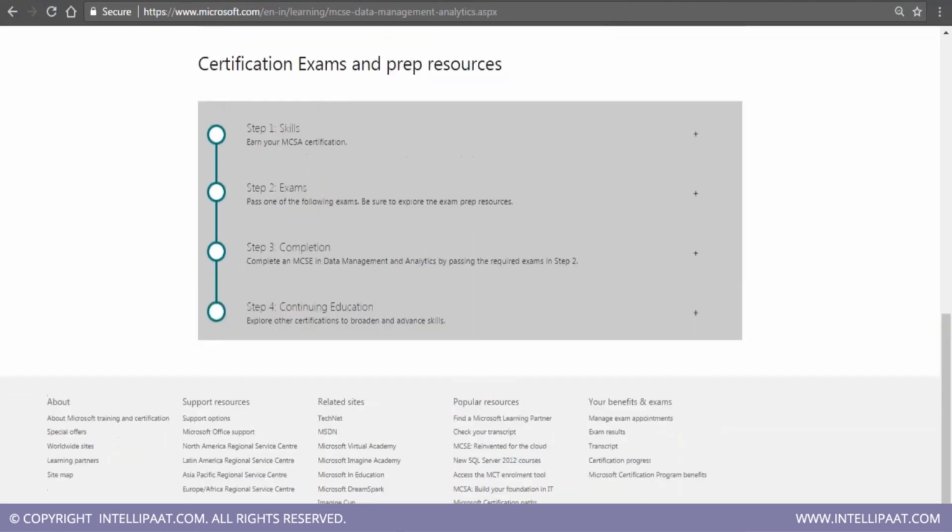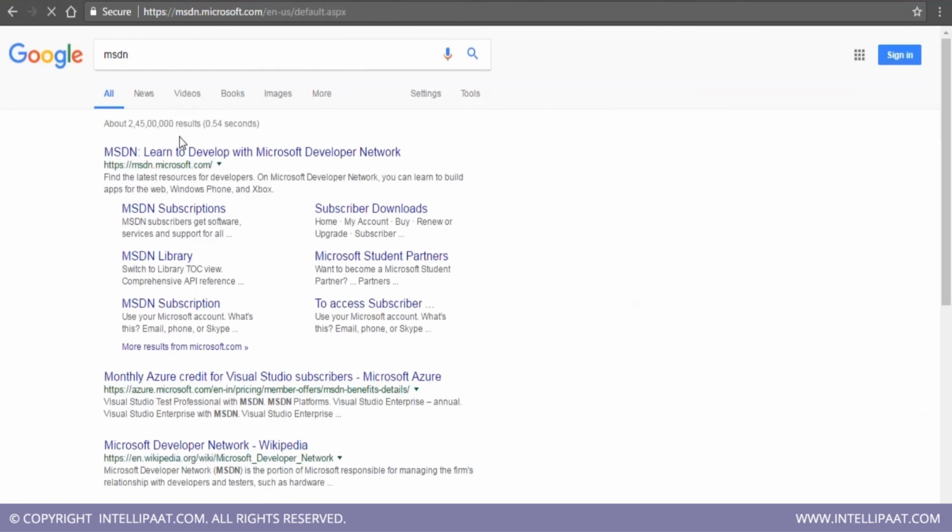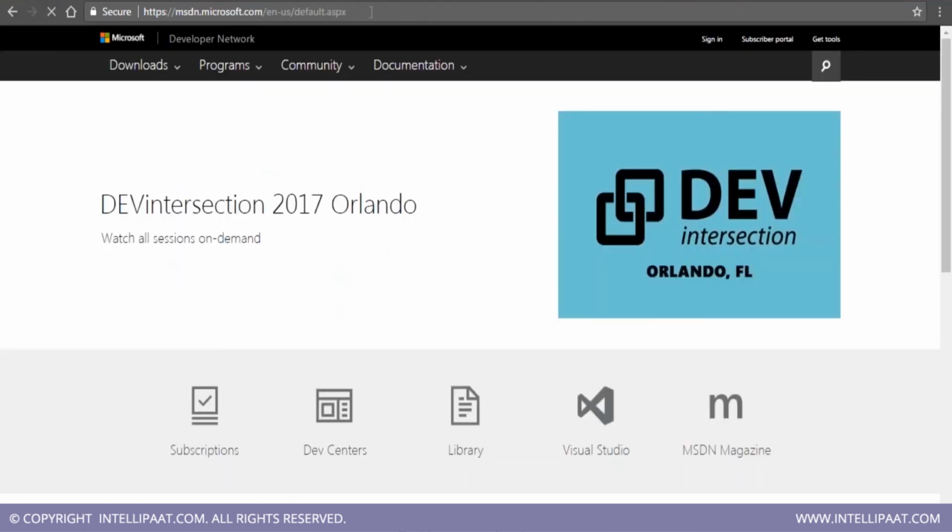The other thing I wanted to introduce to you, which we're going to reference a lot, in fact, is the MSDN. MSDN is what we call Microsoft Developer Network. It's msdn.microsoft.com. This is going to be a bible for anything and everything related to Microsoft.